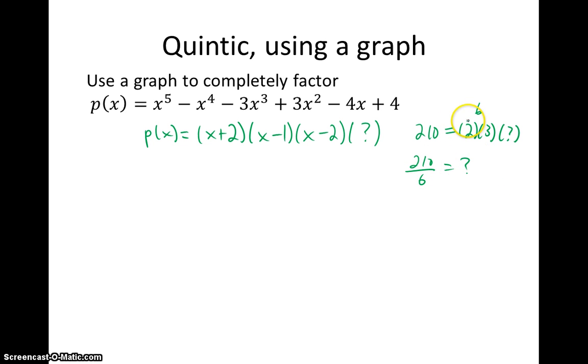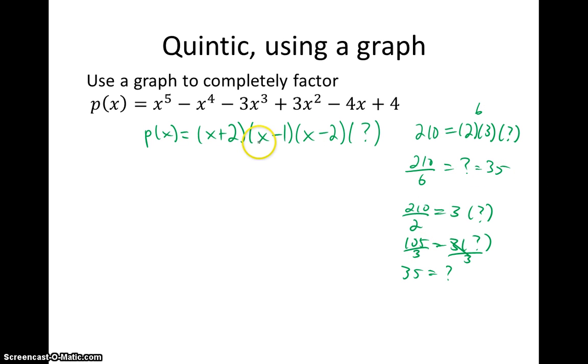It'll give me the question mark. The other way I can do it is I could divide by one at a time. So I could do 210 over 2. So dividing by 2 gets rid of the 2, but it leaves the 3 in the question mark. So that's 105 is 3 times the question mark. And then divide by 3, which would give me 35 is equal to the question mark. And both ways get me the same answer. If you divide 210 by 6, that gives you 35.